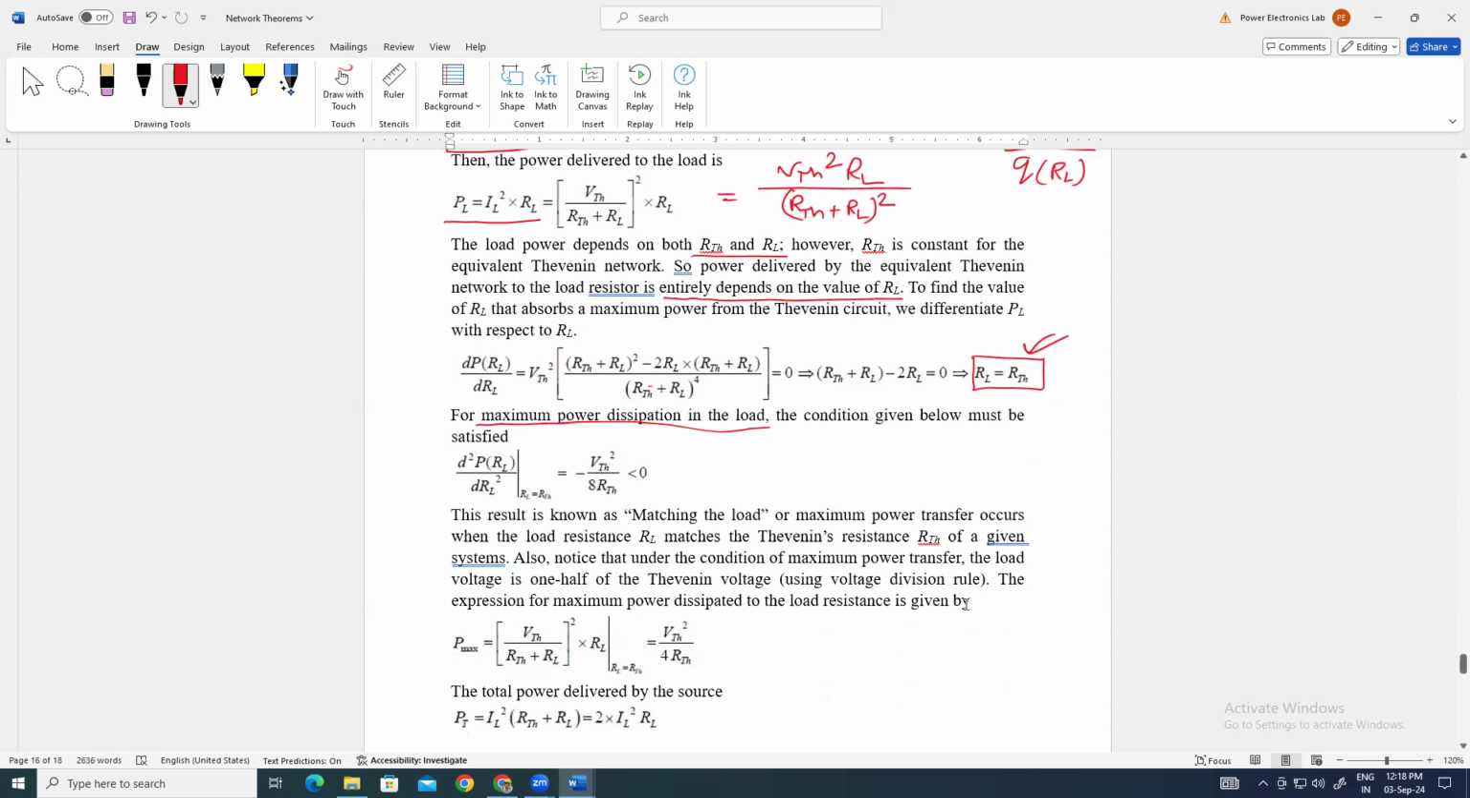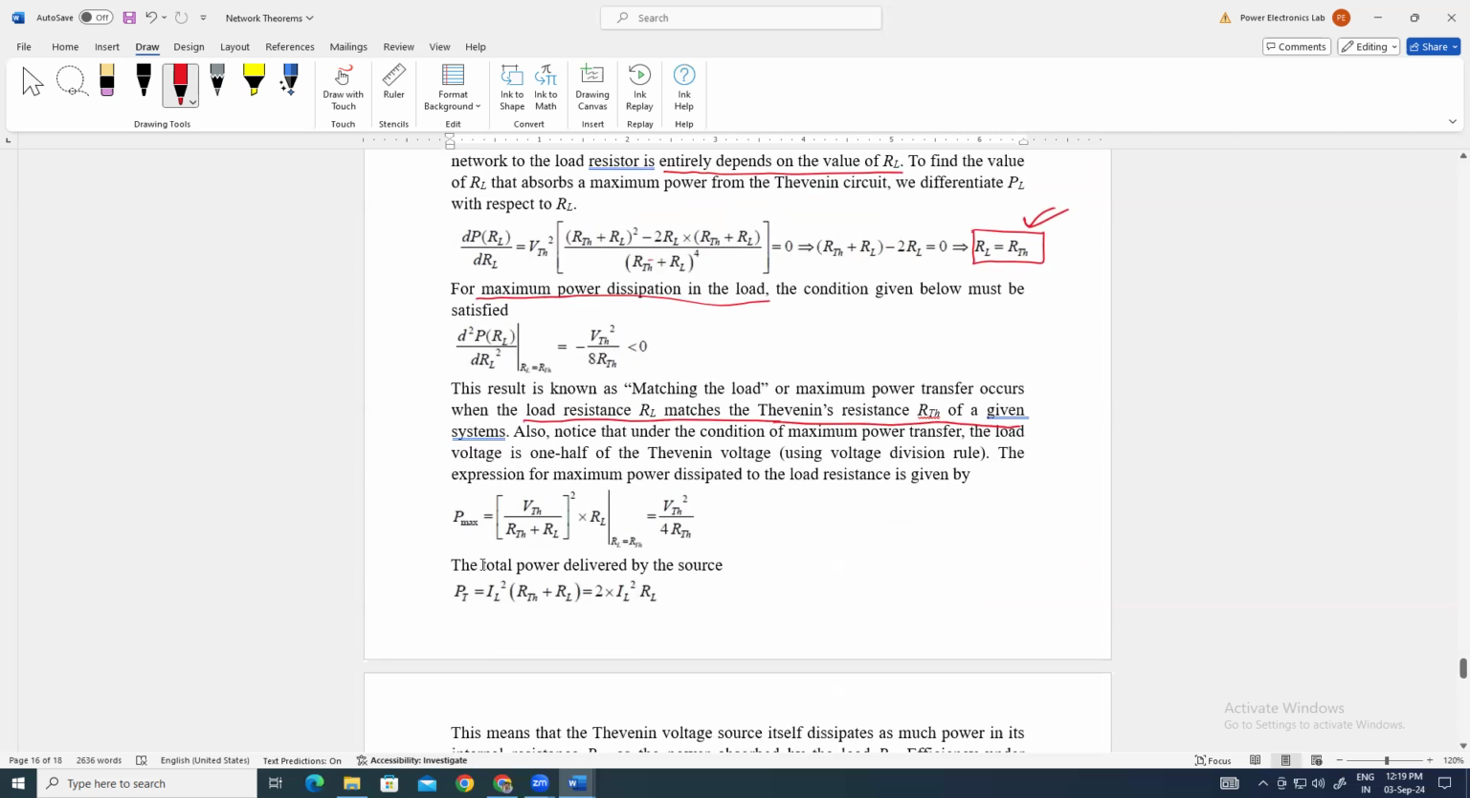Okay. So it means load resistance matches the Thevenin's resistance RTH for a given system. So that's why it is called load matching. And according to Thevenin's theorem, the maximum power can be represented by P max is equal to VTH upon RTH plus RL whole square into RL.